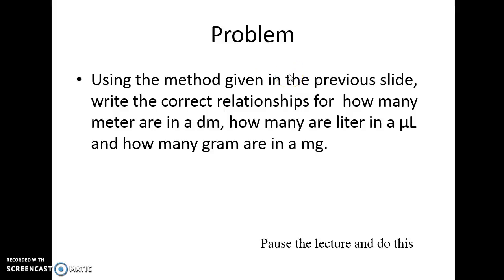Using this method that I just showed you, what I want you to do is try the same thing for how many meters are in a decimeter, how many liters are in a microliter, and how many grams are in a milligram. So go ahead and pause the lecture and do this, and then start it up after you've finished it.